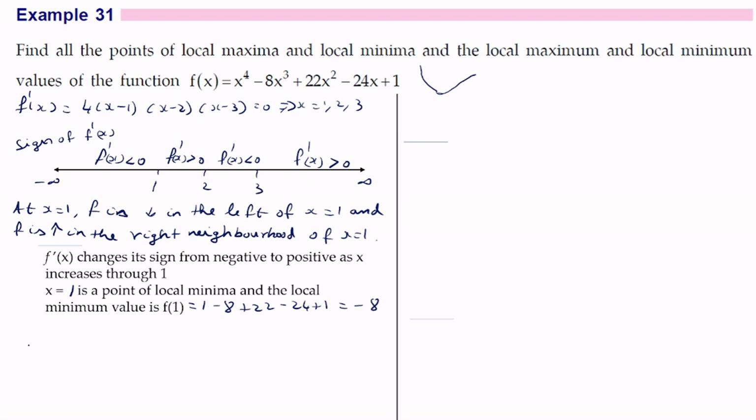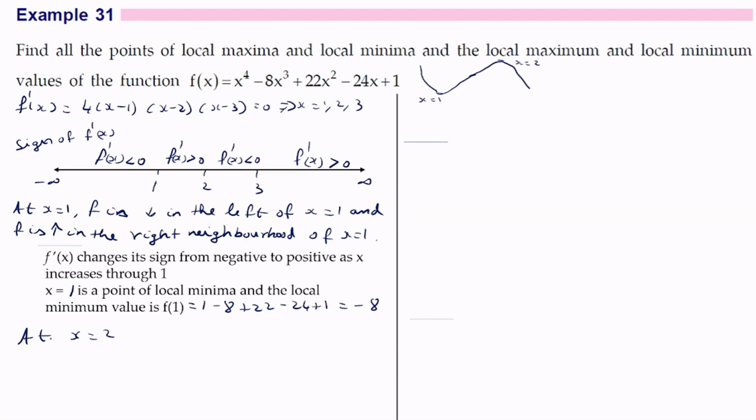And next let us consider the next point at x is equal to 2. At x is equal to 2, we can see that to the left of x is equal to 2, f dash of x is more than 0. So here f is increasing and then it is decreasing. So here x is equal to 2 is a point of local maxima.